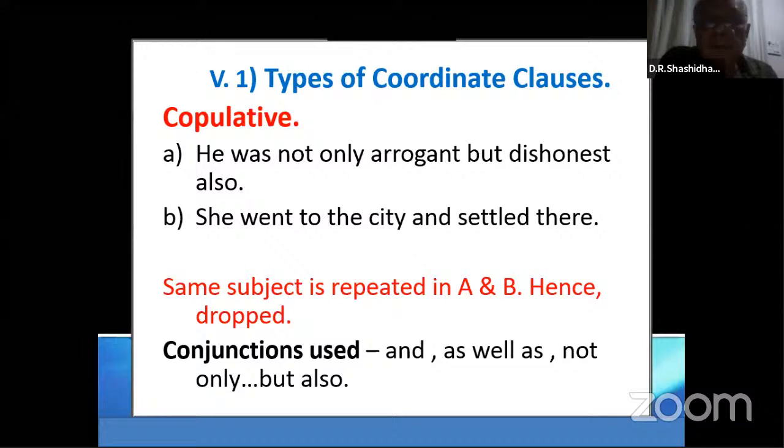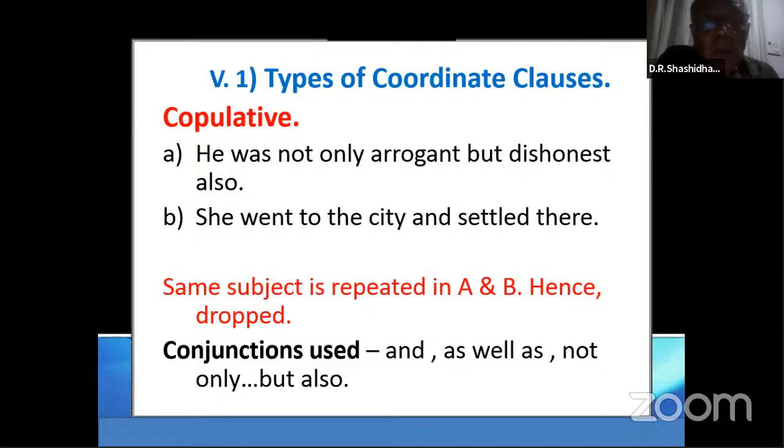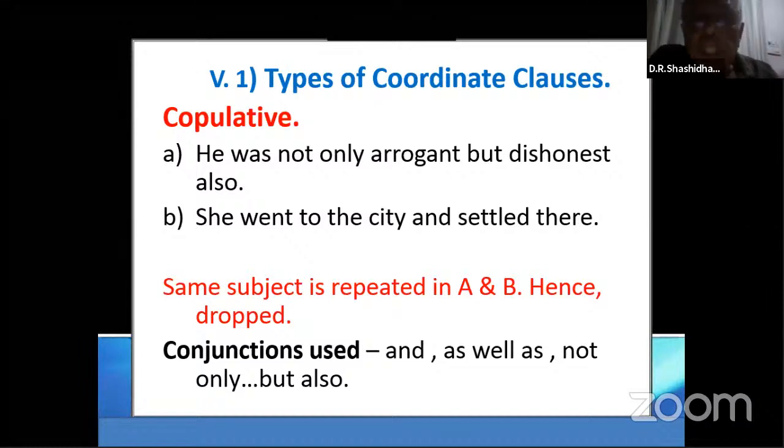Okay, you have varieties of coordinate clauses here. Am I running against time? All right. Types of coordinate clauses. Number one, copulative. See the nature of the sentence here. He was not only arrogant, but dishonest also. She went to the city and settled there. Copulative means they are joined together, same status. He was not only arrogant, but he was dishonest also. Because the subject is repeated in the second part, it is deleted and it's joined together by means of the conjunction but. This kind is called copulative, two sentences joined together by means of conjunctions.